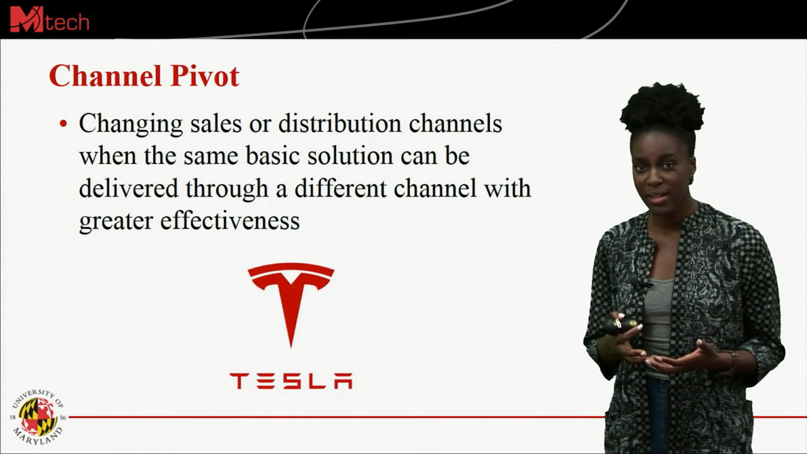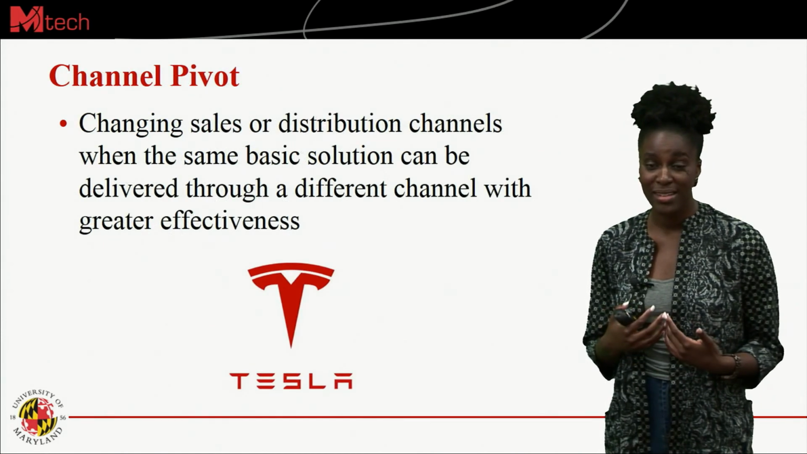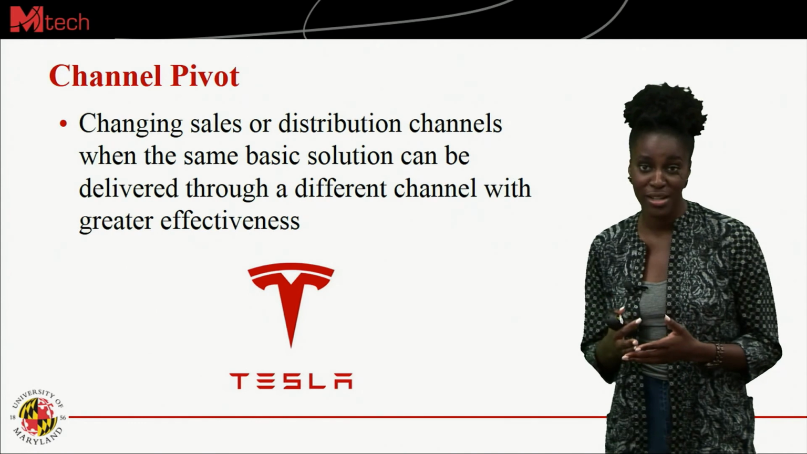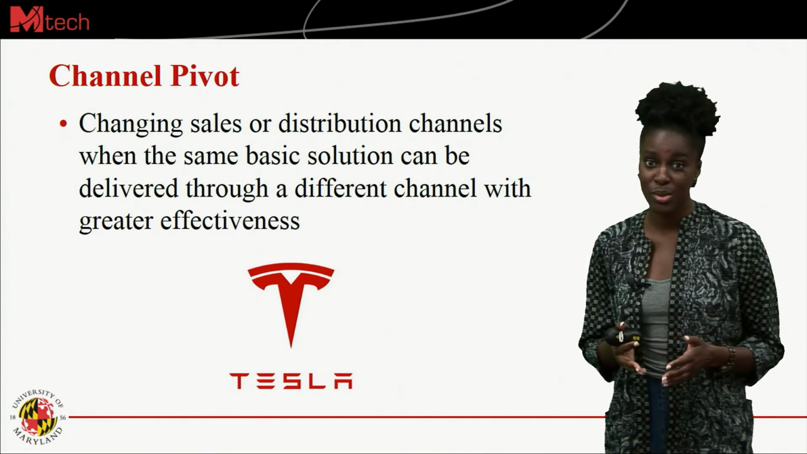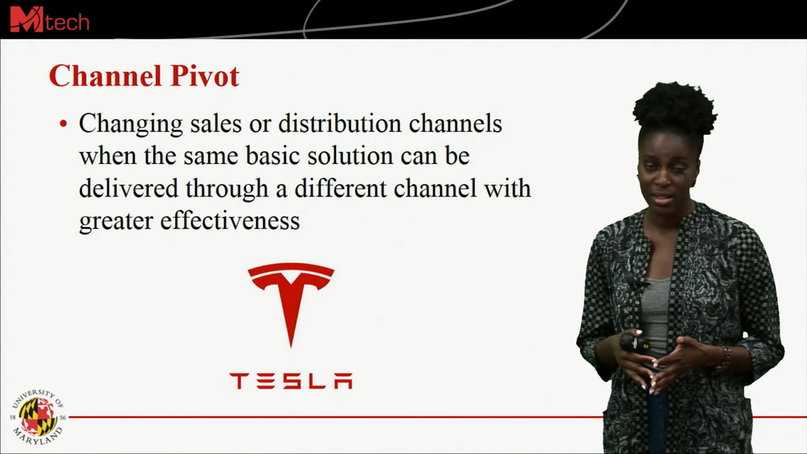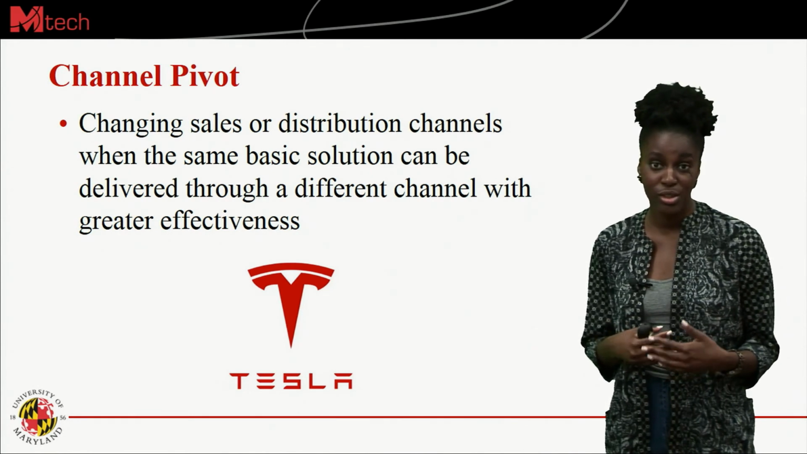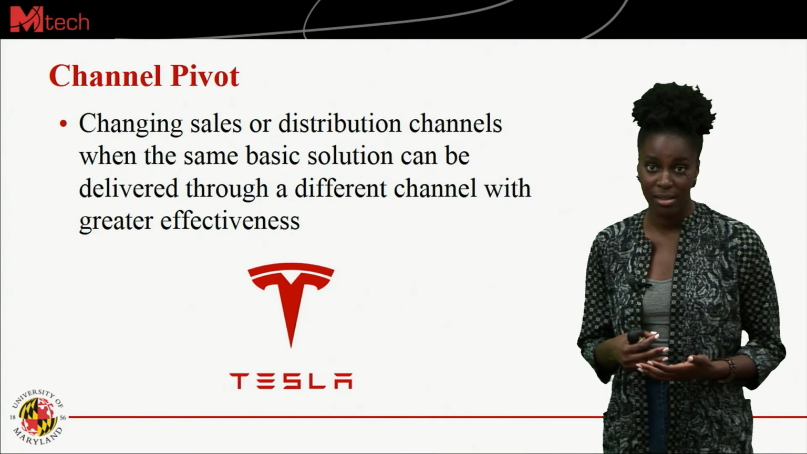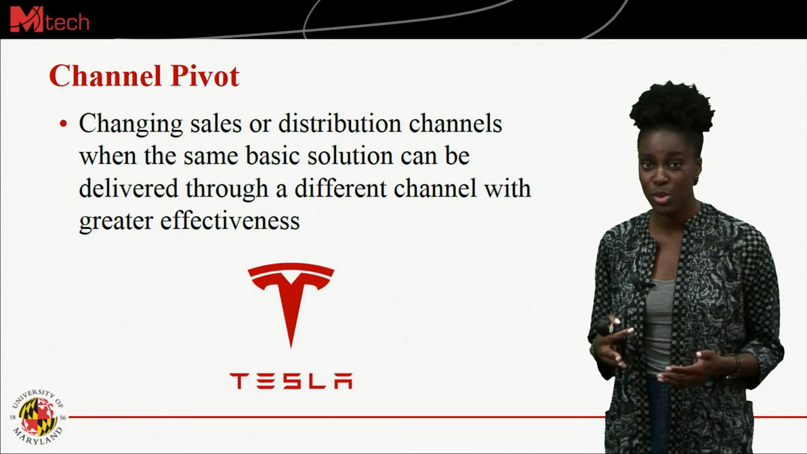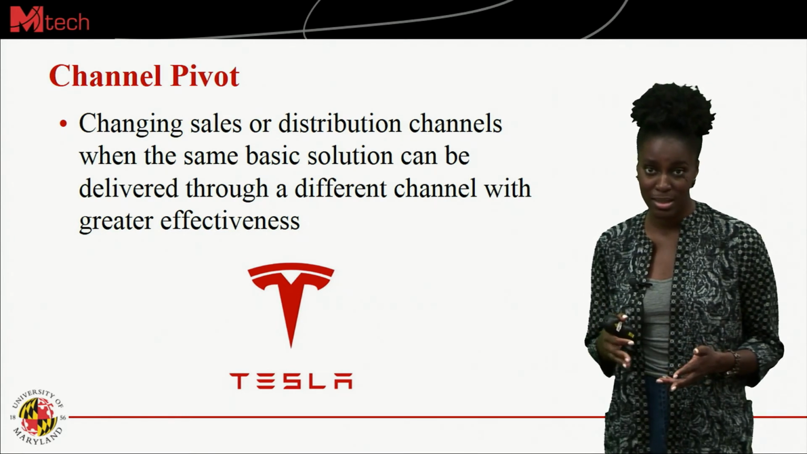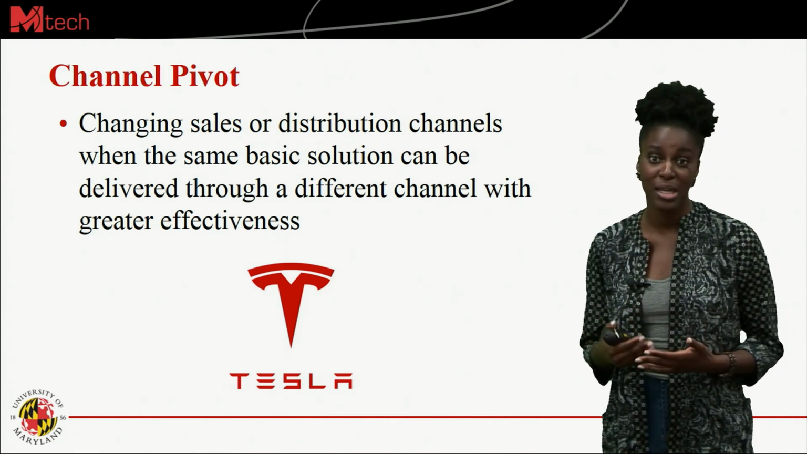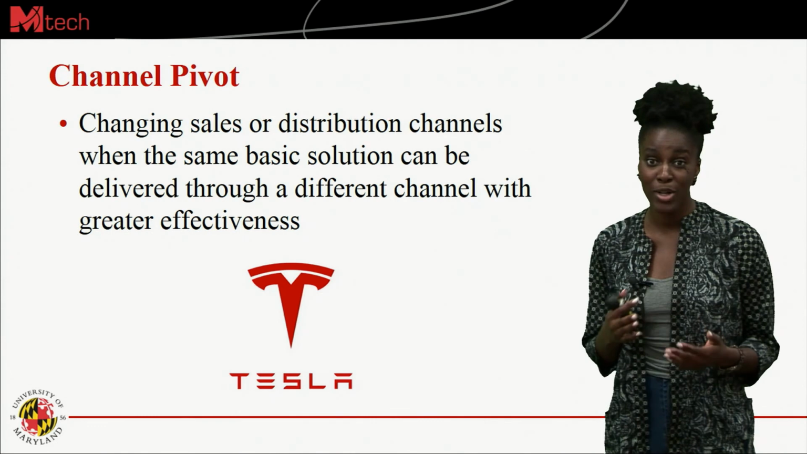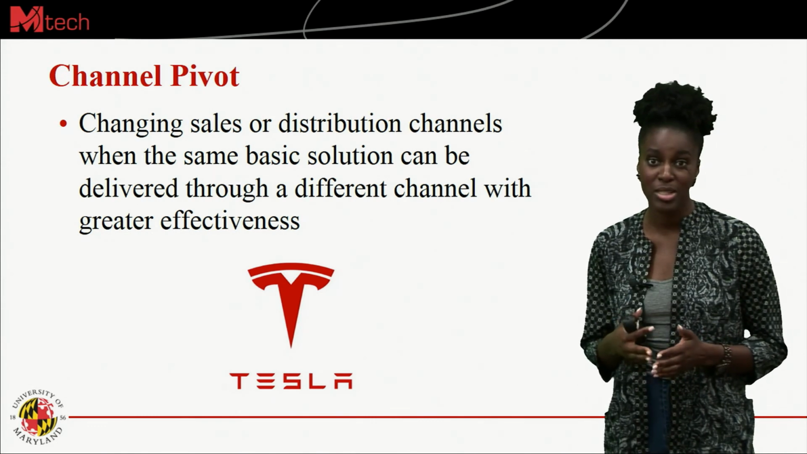A channel pivot is when you're changing the way that your distribution channels and sales channels work for your business. So Tesla is a really cool, innovative example of this. Now, in the car industry, usually you go to a car dealership when you want to buy a car. With Tesla, they've set up storefronts in malls across the United States where customers can come in and interact with the car and get any information that they would need about the car. But then all purchasing for Tesla vehicles happens online.